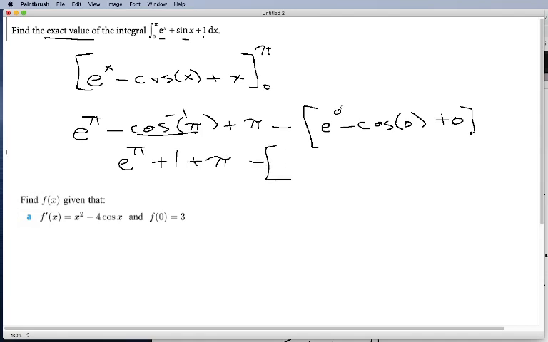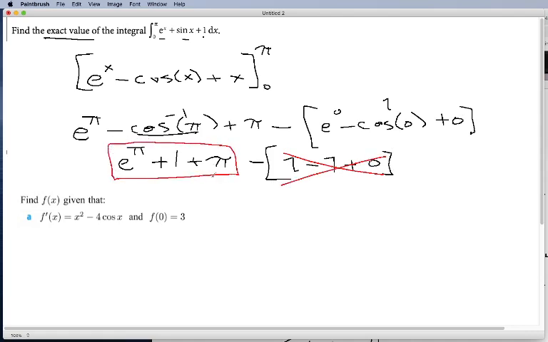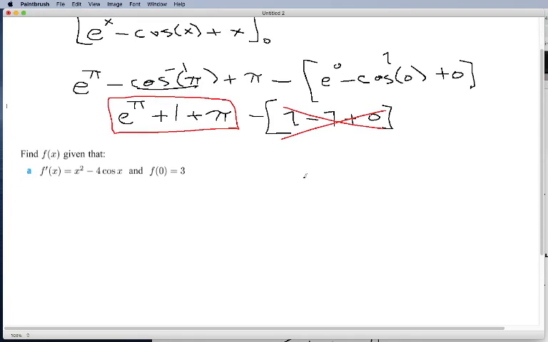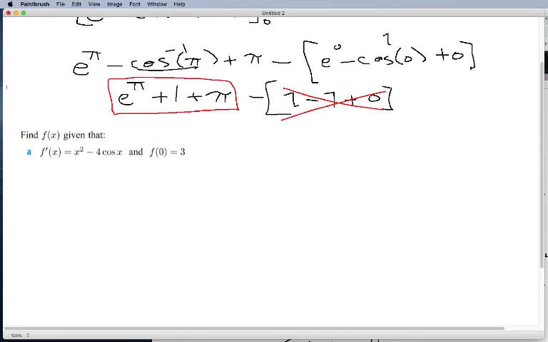Subtract, open brackets, e to the 0 is 1. Cos of 0 is 1, so you have subtract 1, and then you have this 0. So in the end, this goes away completely, and this is your final answer here. Exact answer. You leave it in this form. It's a paper question.